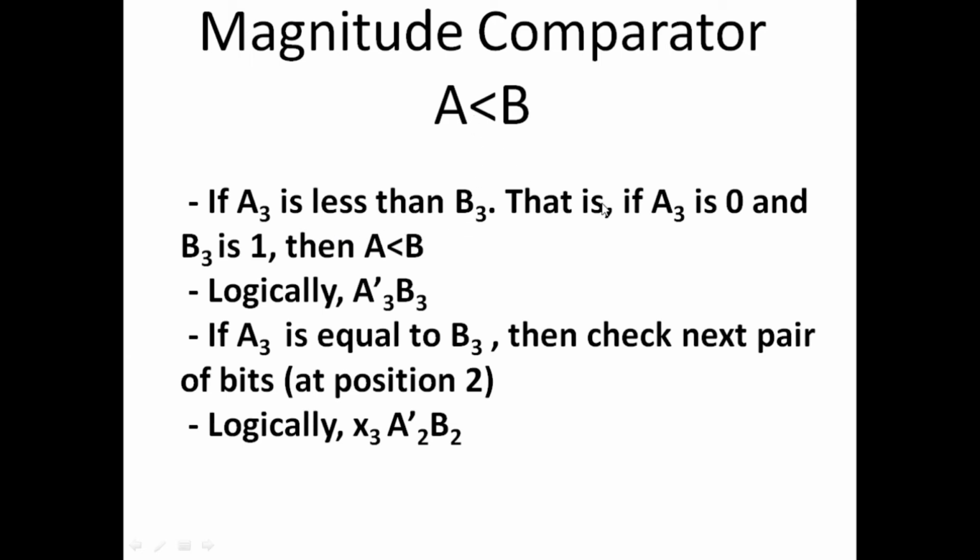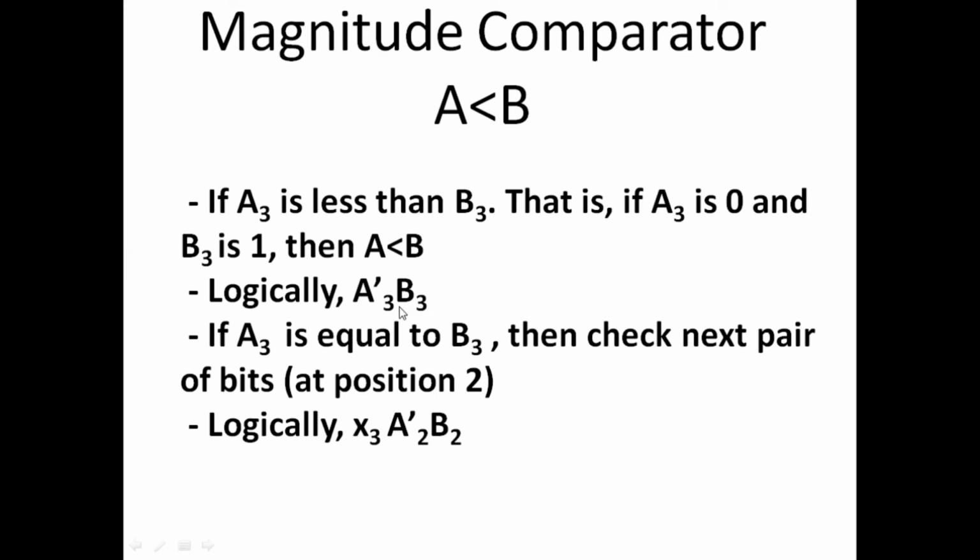That is, if A3 is 0 and B3 is 1, then A3 is less than B3, and we can say that A is less than B. Logically, we can write it like this: A3 prime B3.